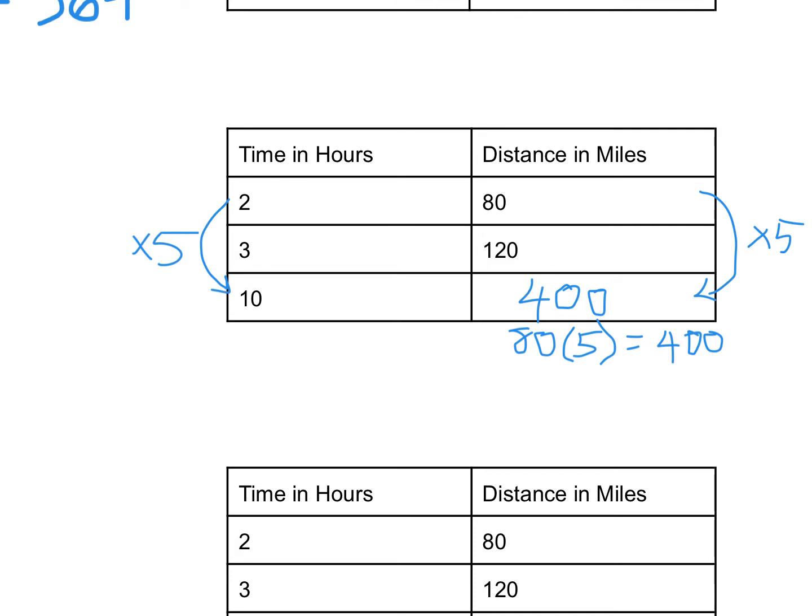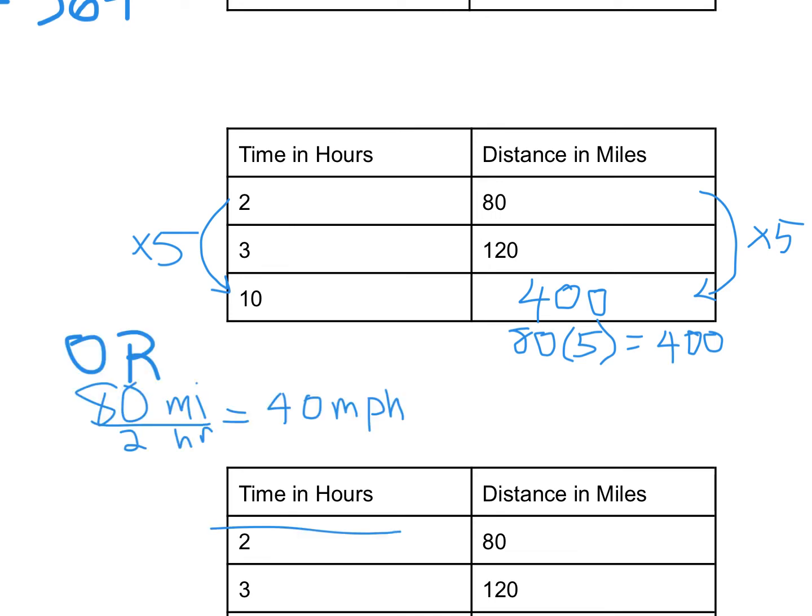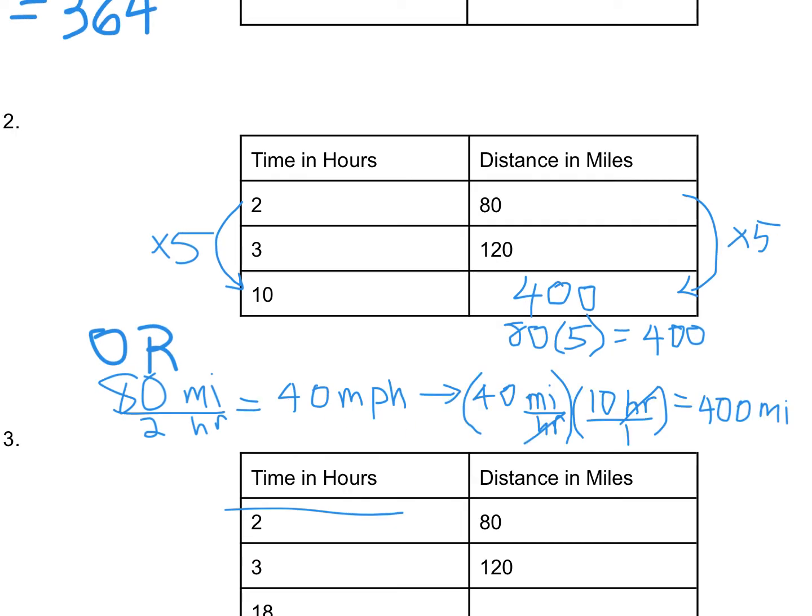This is part of that proportionality, keeping the same proportion, the same ratio. And again, if I had wanted to, I could have done 80 divided by 2, which would have given me 40 miles per hour, and then used the 40 miles times 10 to give me 400. So again, another way to solve that as well.